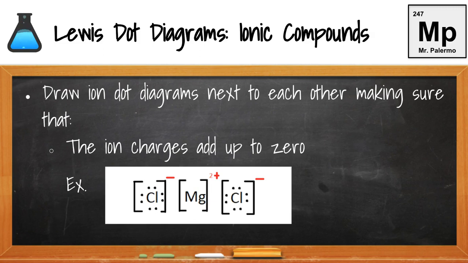We want to take our ion dot diagrams that we constructed in our atomics unit, and we're simply going to place them next to each other, representing the ionic bond or our ionic compound. And we want to make sure that the total ion charges add up to 0. So for example, in magnesium chloride, if you look at magnesium, it has a charge of +2. And therefore we need 2 chloride ions because each one has a charge of -1. So the whole thing then adds up to 0. And this will match our chemical formula for magnesium chloride, which is MgCl2.